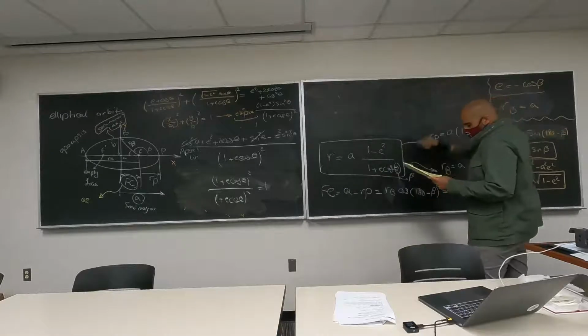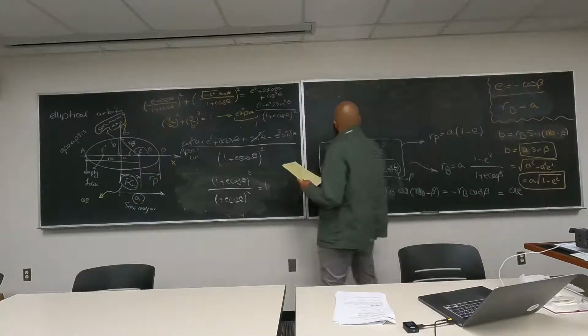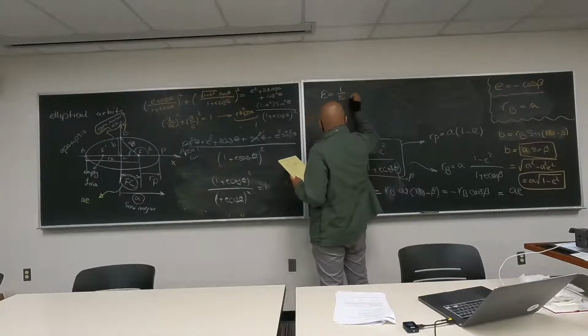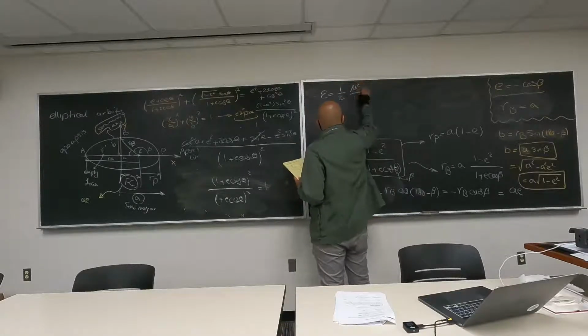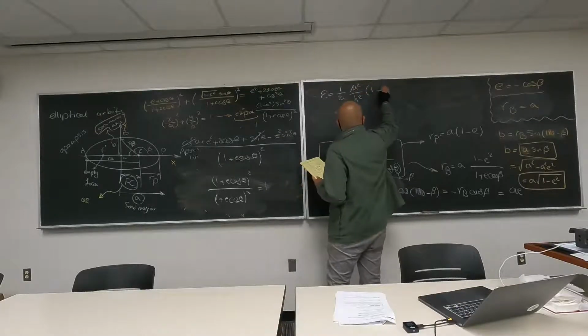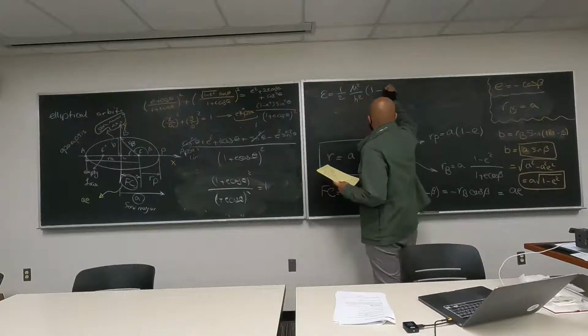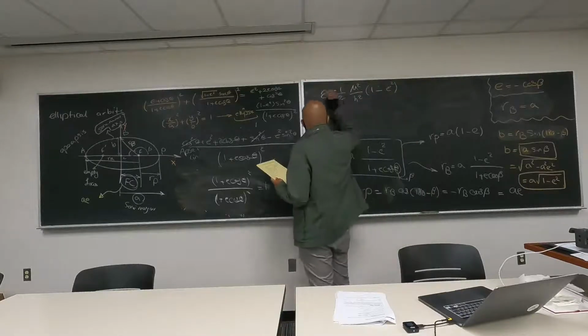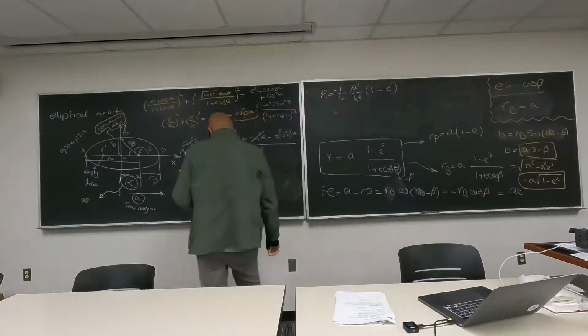And we can find the specific energy of this orbit using this equation. This is an equation we saw earlier when we were finding the orbit equations, right? 1 minus e squared. There's also a negative sign, all right?